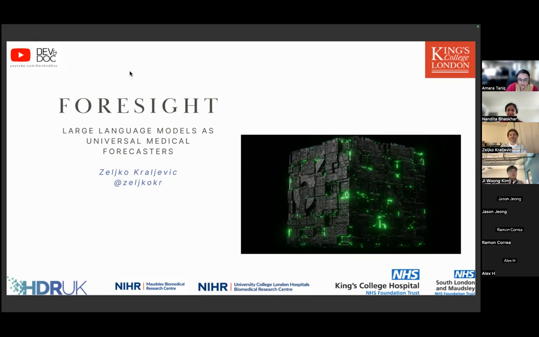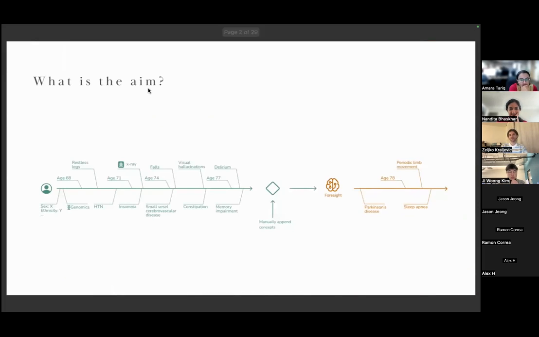Thank you. Okay, so I'll be talking about Foresight, or large language models as universal medical forecasters. Before I start, let me set the scene a bit with what we wanted to achieve and why we are trying to use large language models and apply them to hospital and clinical data.